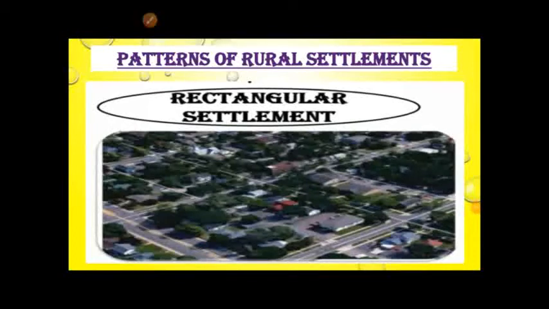Patterns of rural settlements. Rectangular pattern or rectangular settlement. Rectangular patterns of settlements are found in plain areas or valleys. The roads are rectangular and cut each other at right angles.